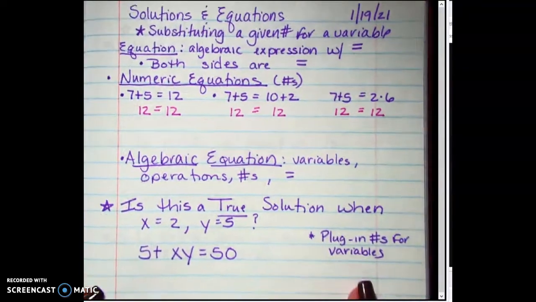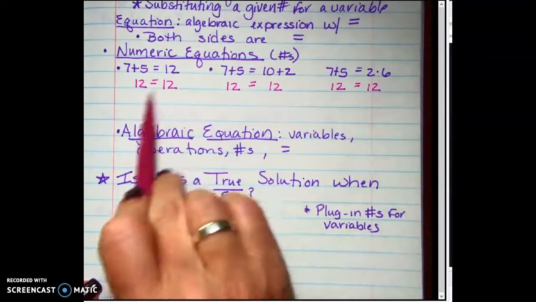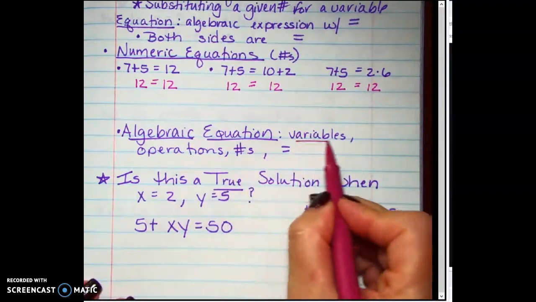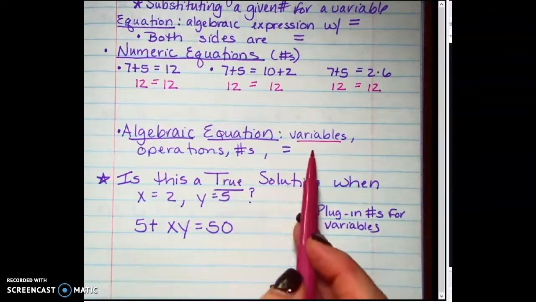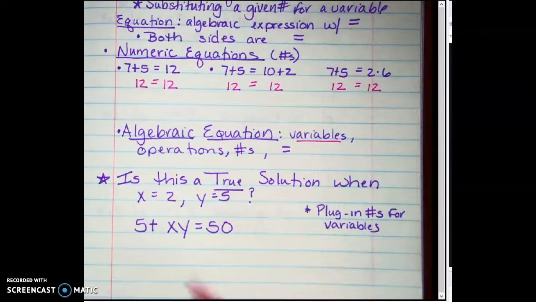Now, what about algebraic equations? So numeric equations just have numbers. Algebraic equations have variables, operations, numbers, and an equal sign. So the big difference is the variable. So what we did last semester was substitute numbers for variables. And we're going to do that during this lesson, as well as determine whether the solution is true.